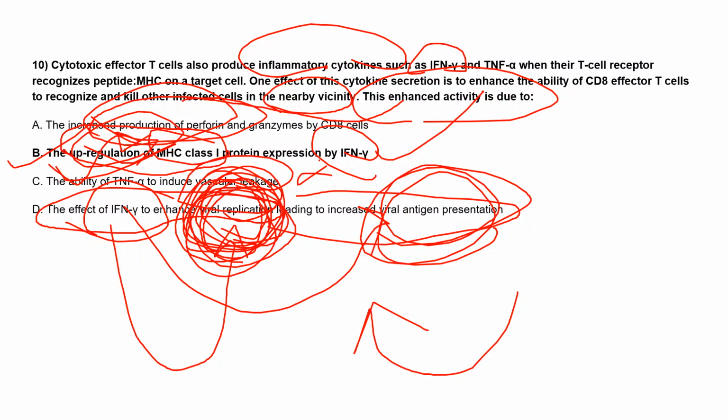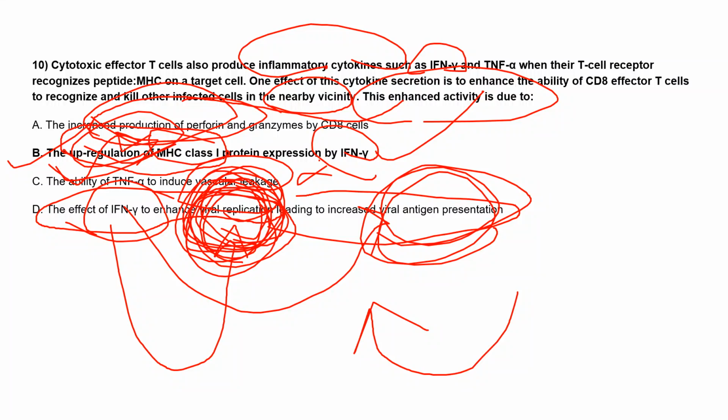It will not enhance the activity by releasing more perforin and granzyme, because they will kill the cells. They will not increase the specificity and enhance the activity. And next is the ability of TNF alpha to induce vascular leakage. If it induces vascular leakage, it will increase the inflammation only. It will not enhance the activity of recognizing and killing infected cells, right? It will not enhance that ability. It will increase only the inflammation. Even if it increases vascular leakage, it increases inflammation, not the enhanced activity of recognition and killing.